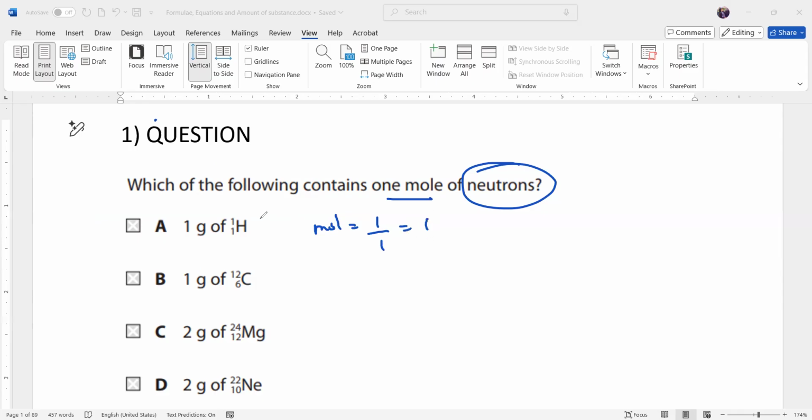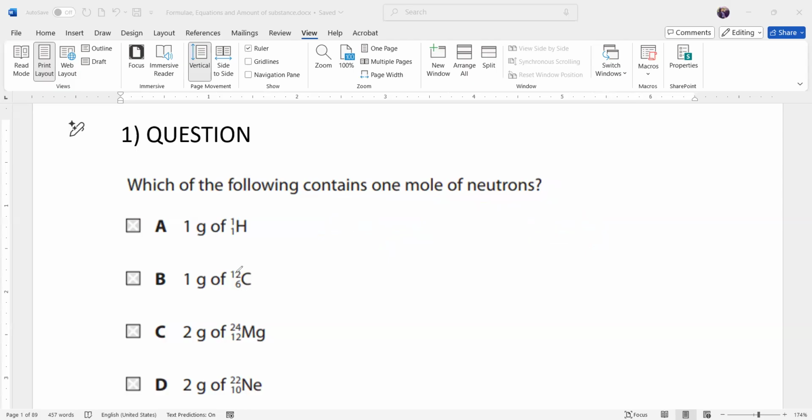And what is the relation here? 1 minus 1 is 0, which means it does not have any neutron. So 1 mole of this compound will not have any neutron. So that's why it cannot be A, because we want 1 mole of neutron. Even hydrogen does not have any neutron, so whatever the mass is, it always remains 0.